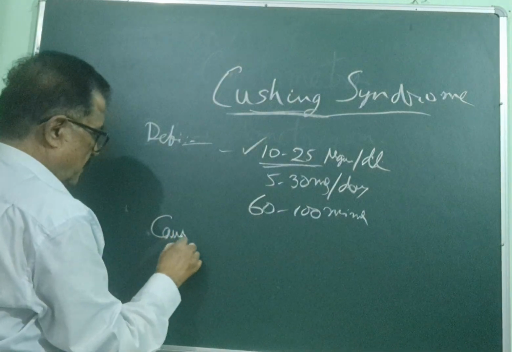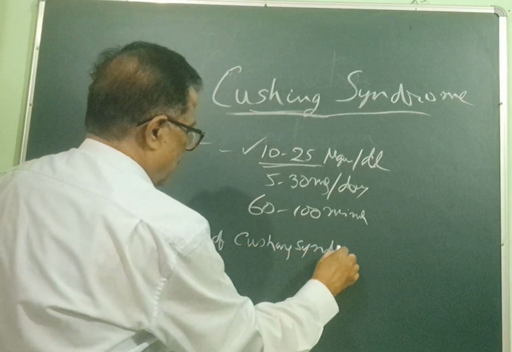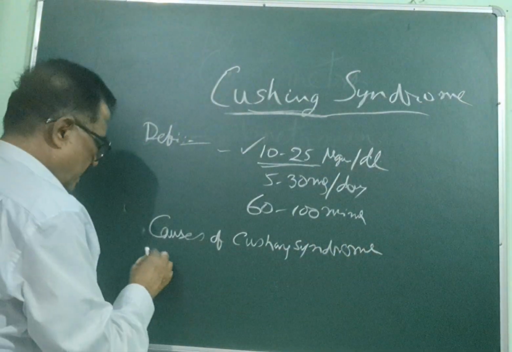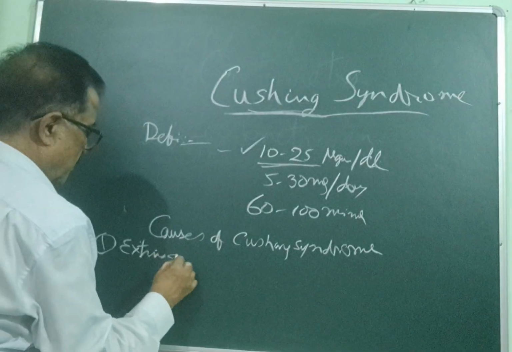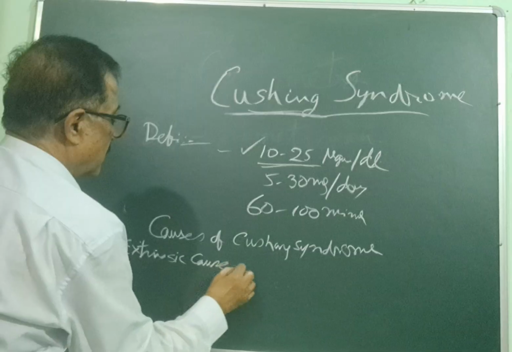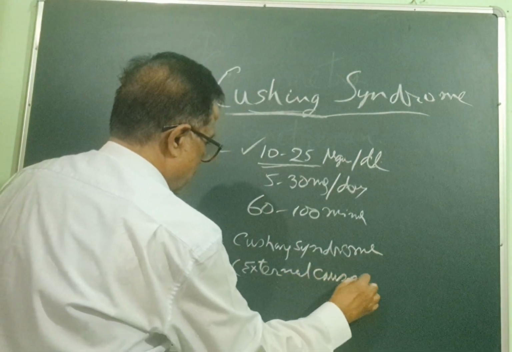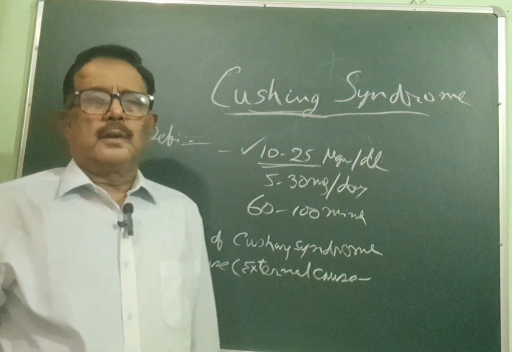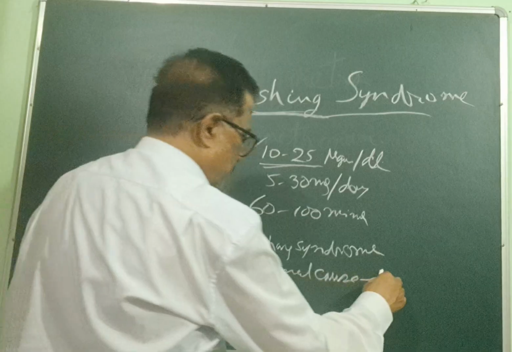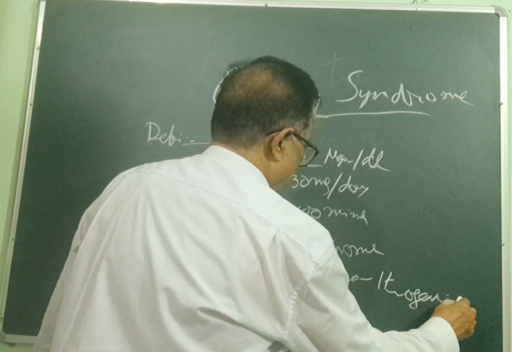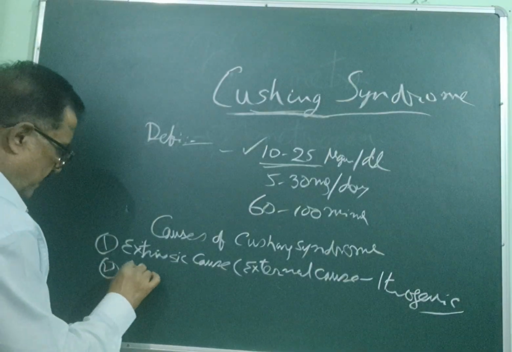Causes of Cushing syndrome. We may divide them into extrinsic or external causes. This is prolonged use of corticosteroid, prednisolone and dexamethasone. It is also known as iatrogenic. Iatrogenic means produced by doctor, prescription, external.